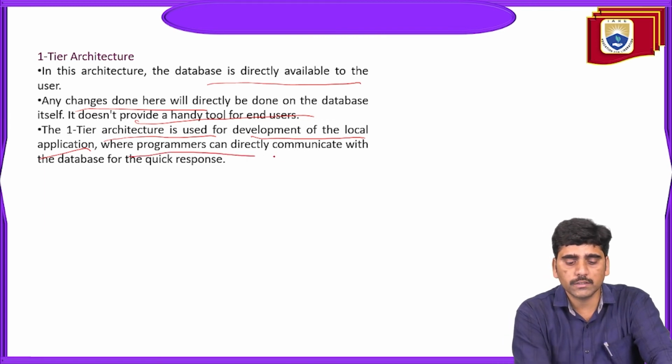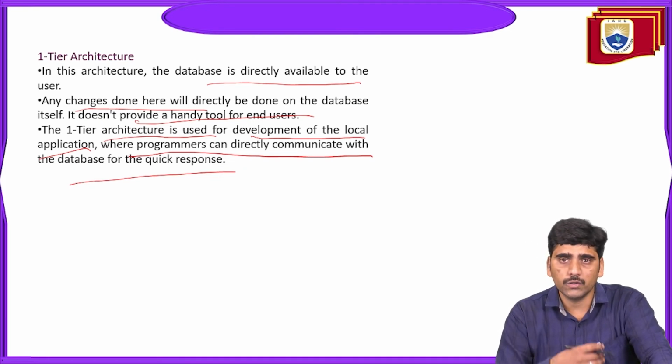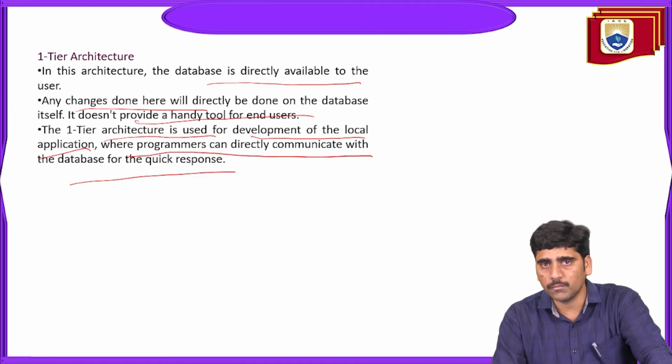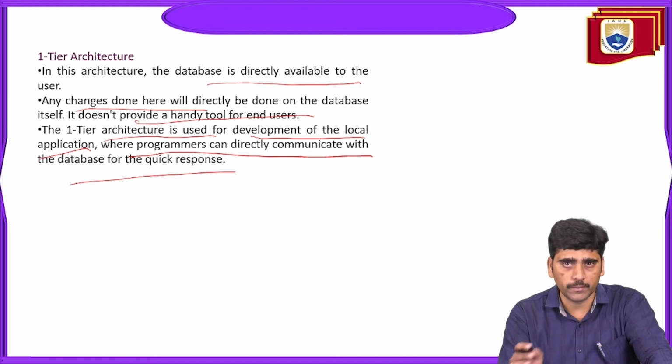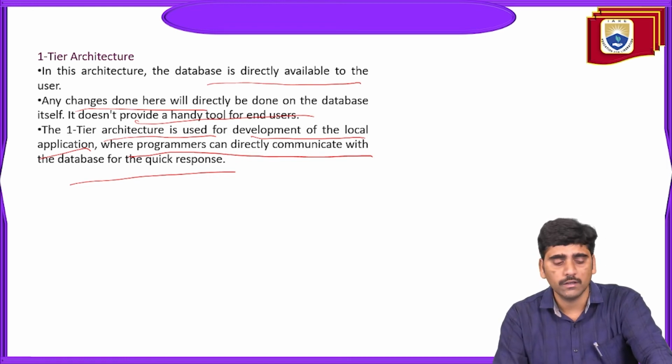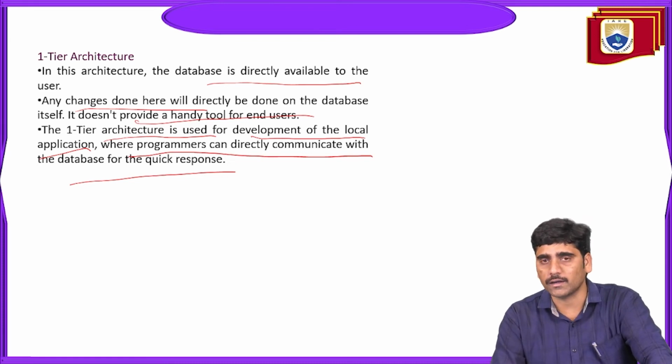We can use this one tier architecture where programmers can directly communicate with the database for a quick response. Whatever we do on the command line monitor is nothing but one tier architecture. We don't require any handy tool or any other role to contact the database. We don't use any person or handy tool as a third person, right? That is nothing but one tier architecture.